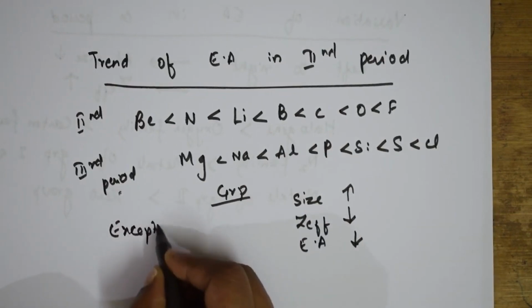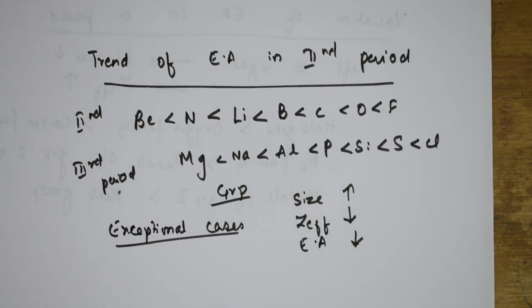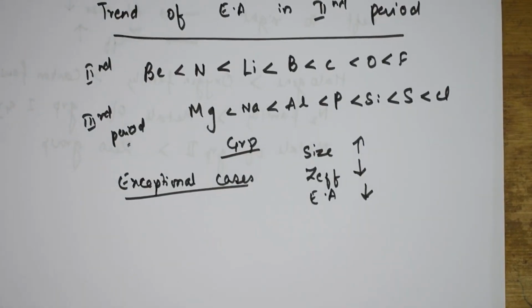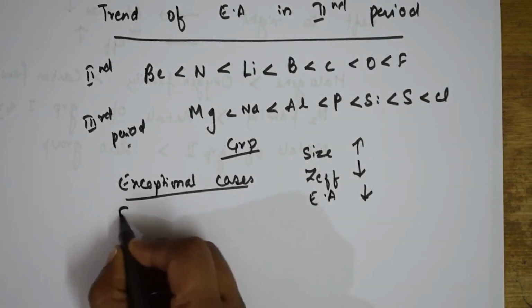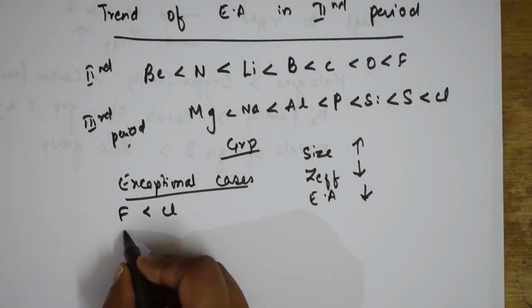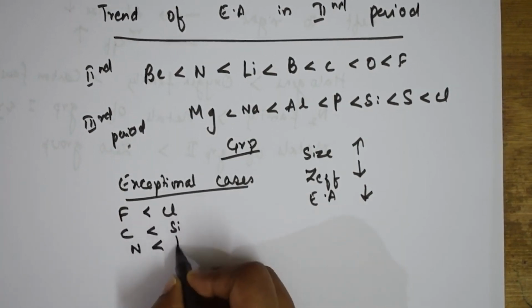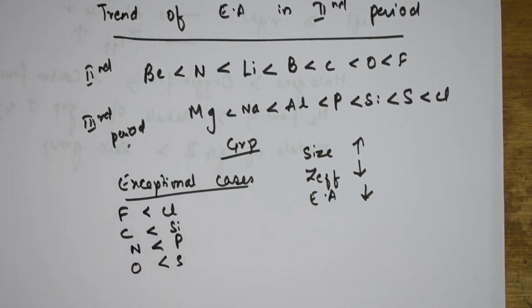Exceptional cases, because these questions only will be asked in the exam. Remaining all normal trends, I don't think they will question you, but exception cases will be given in the CBSE exam as well as your competitive exam also. So in exceptional cases, electron affinity of fluorine is less than that of chlorine, of carbon less than silicon, nitrogen is less than phosphorus, oxygen less than sulfur, right? So such exception cases you have to remember.